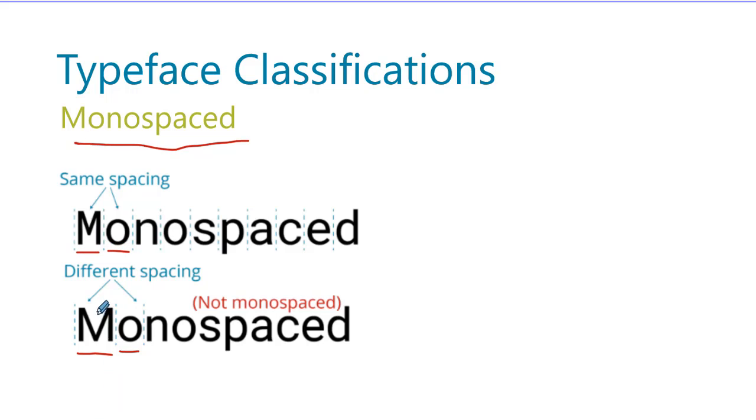I know that I use monospace typefaces when I do programming. It makes reading computer programming a lot easier. And there's other situations as well that you would use monospaced. So that is the difference between typefaces and fonts, and also the different typeface classifications.